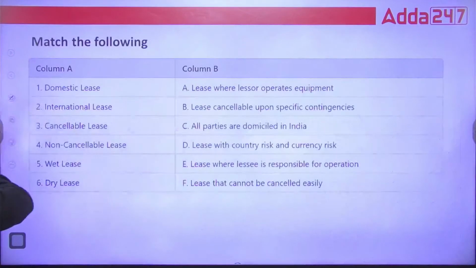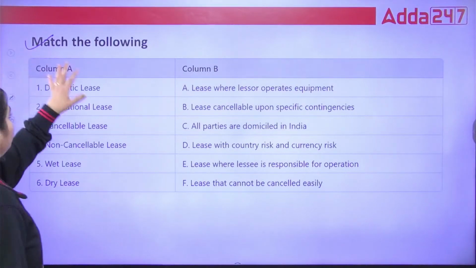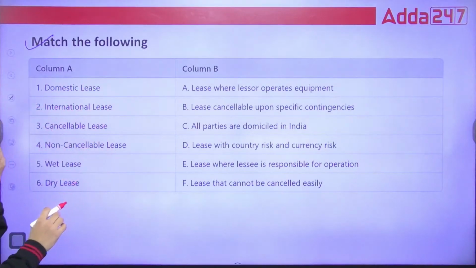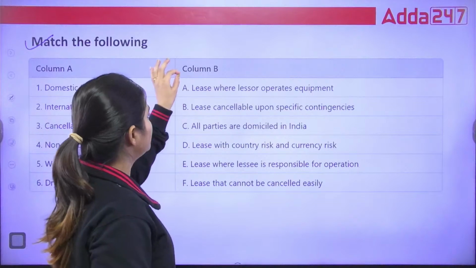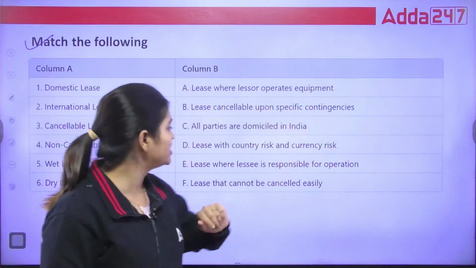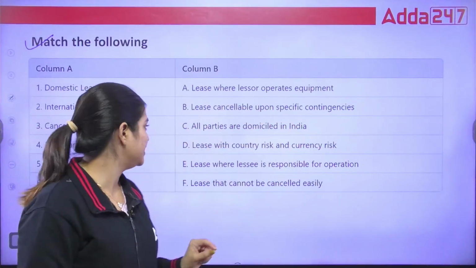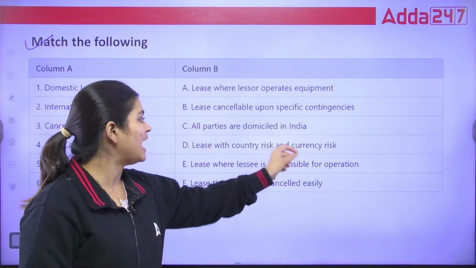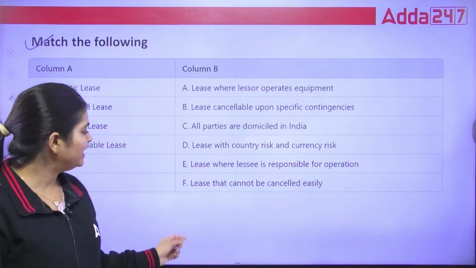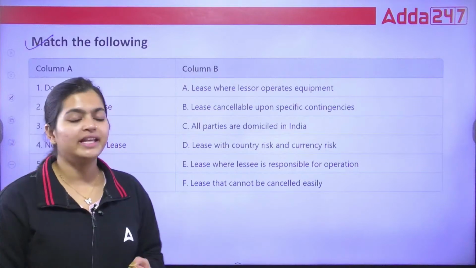Now, let's move to the next question. In this, we need to do the match the following. In your first column: domestic lease, international lease, cancelable lease, non-cancelable lease, wet lease, dry lease. These are your column 1. Under column B, option A says lease where lessor operates equipment. B, lease cancelable upon specific contingencies. C, all parties are domiciled in India. D, lessee deals with country risk and currency risk. E, lease where lessee is responsible for operations, and F, lease that cannot be cancelled easily.